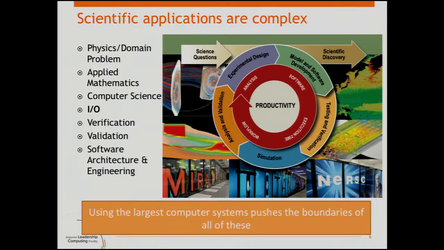Let me illustrate particularly why I describe scientific code as not simple. The reason is your final product is science, this term of productivity: how fast do you get whatever science or engineering you need to do? And in that process, there are immense different steps, a lot of different steps. It doesn't just start with you get a code and you run it and you get your answer.